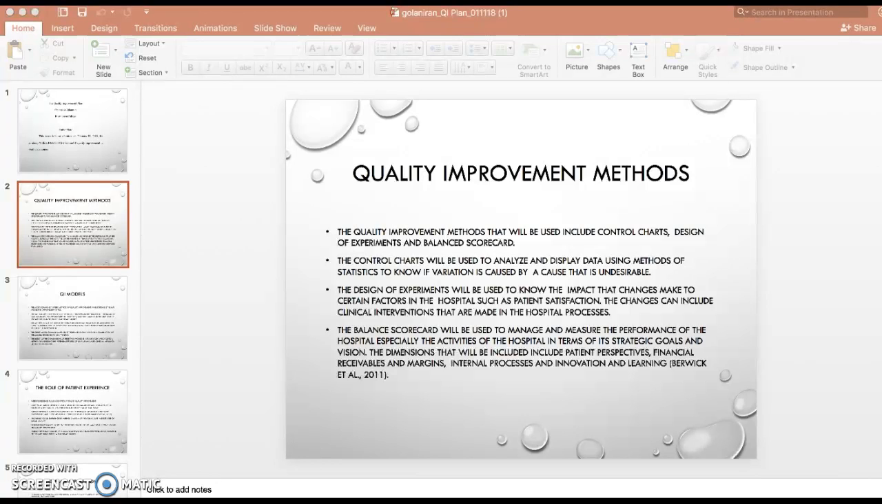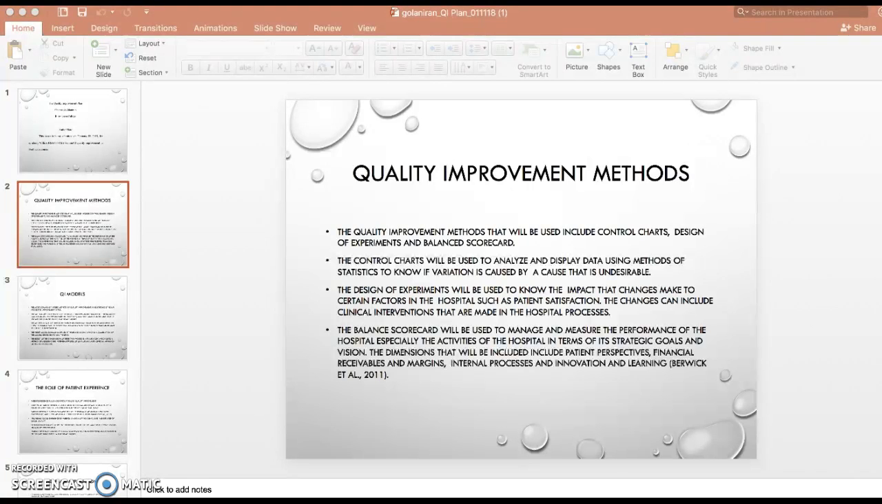The control chart will be used to analyze and display data using statistical methods to know if variation is caused by an undesirable cause. The design of experiments will be used to know the impacts that changes make to certain factors in the hospital, such as patient satisfaction. These changes can include clinical interventions that are made in the hospital processes.